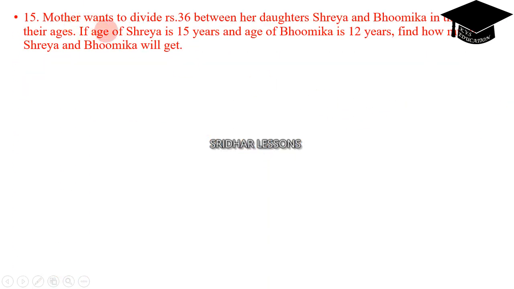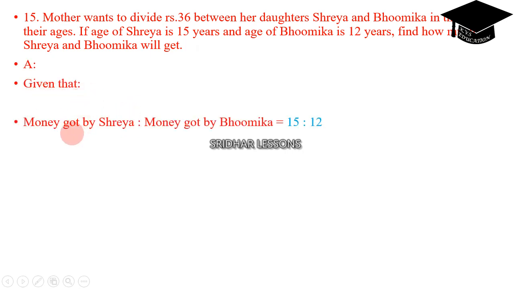Question number 15. Mother wants to divide 36 rupees between her daughter Shreya and Bhumika in the ratio of their ages. If the age of Shreya is 15 years and age of Bhumika is 12 years, find how much Shreya and Bhumika will get. Given that money got by Shreya is to money got by Bhumika is 15 is to 12, because according to their age, her mother wants to divide the money. Sum is equal to 15 plus 12, which is equal to 27.